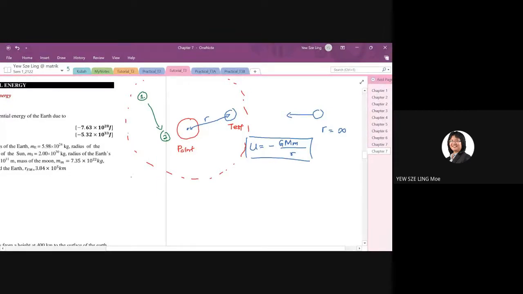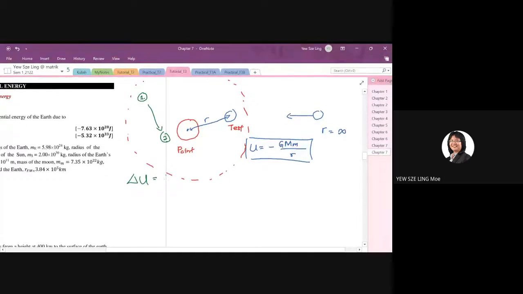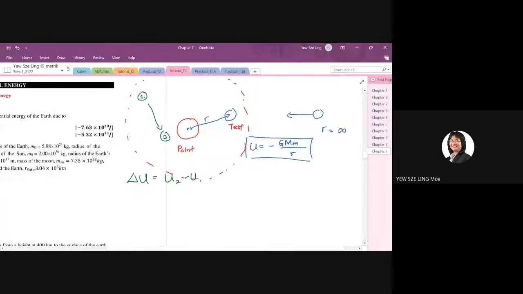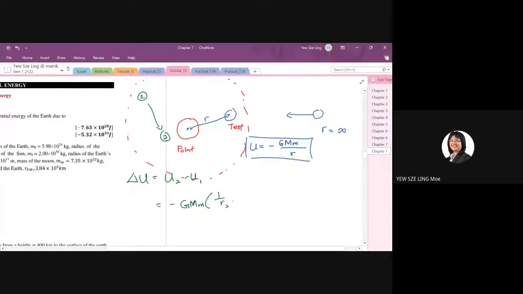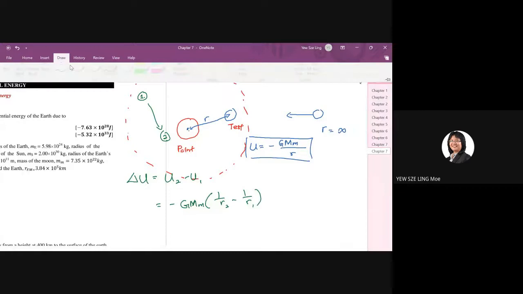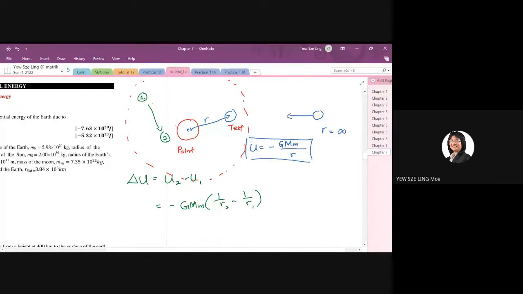So we have delta U, the change in gravitational potential energy from 1 to 2, which equals U2 minus U1. When you expand it, it becomes negative GMm times the bracket 1 over r2 minus 1 over r1, so final minus initial r. Remember, r is not the distance between object 1 and 2. It is the distance from object 1 to the point mass, which is r1, and from object 2 to the point mass, which is r2.